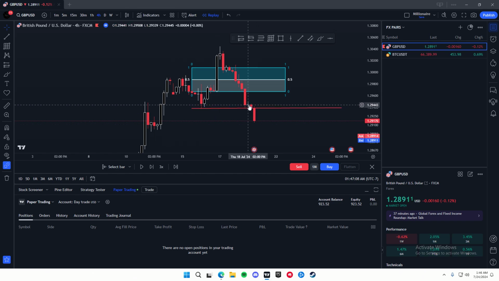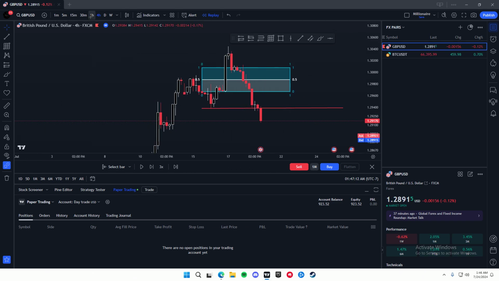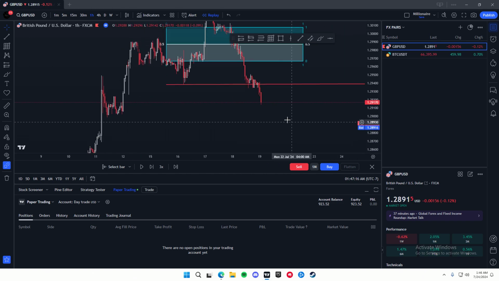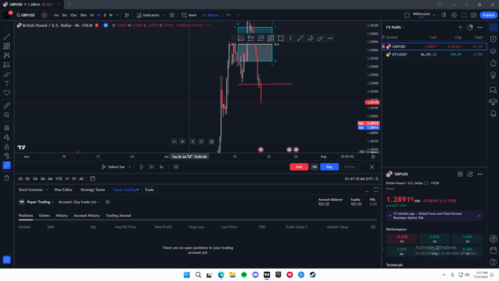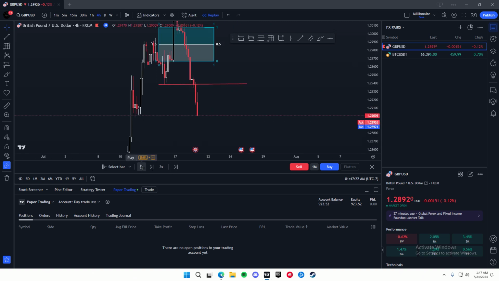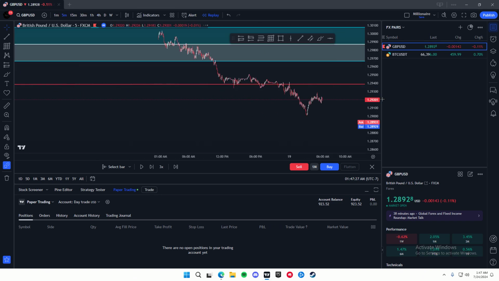Okay, still bearish. So it looks like we're gonna continue. So go to the 1 hour. We're also bearish. Let's check one more candle just to see. Okay, we're very bearish. So now we go to the 5 minute and look for a bearish entry.